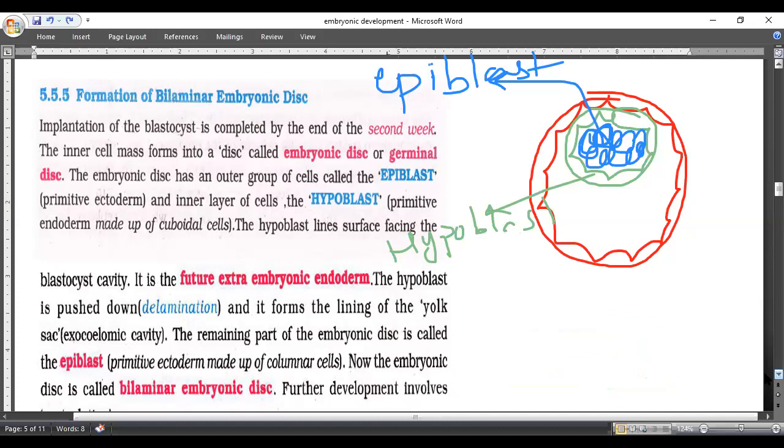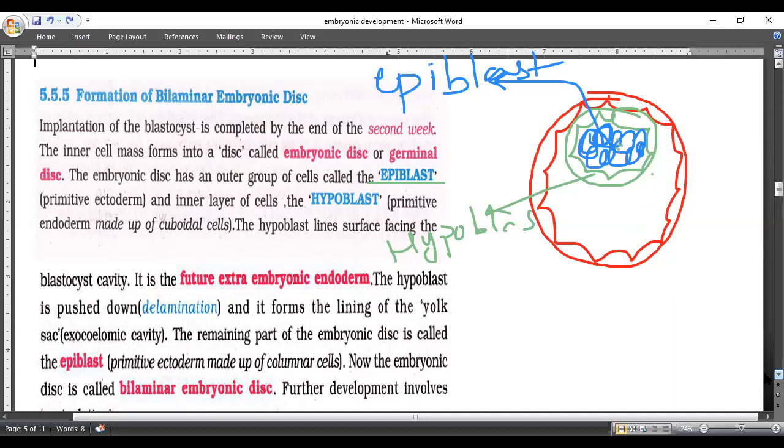Okay, so the embryonic disc has an outer group of cells called epiblast, the blue one, and in future it is going to form the ectoderm, and an inner layer of cells called hypoblast. The primitive endoderm is made of cuboidal cells. The hypoblast lines the surface facing the blastocyst cavity. That means these hypoblast cells slowly will come here.